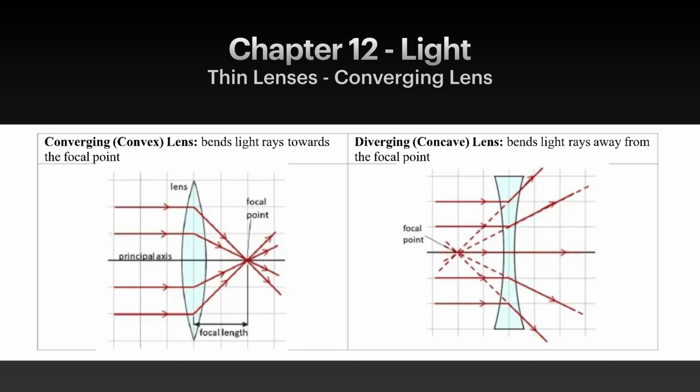The next concept we will be looking into is thin lenses. There are two types of lenses, namely the converging lens and the diverging lens. A converging lens bends light rays towards the focal point, and a diverging lens bends light rays away from the focal point.